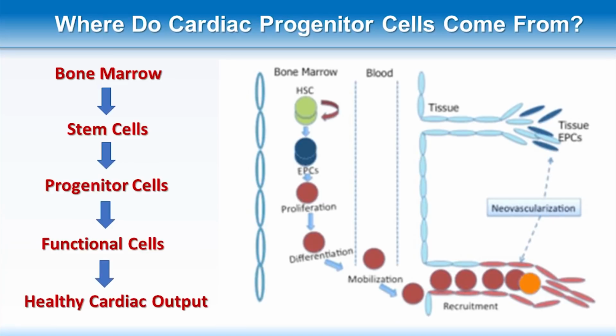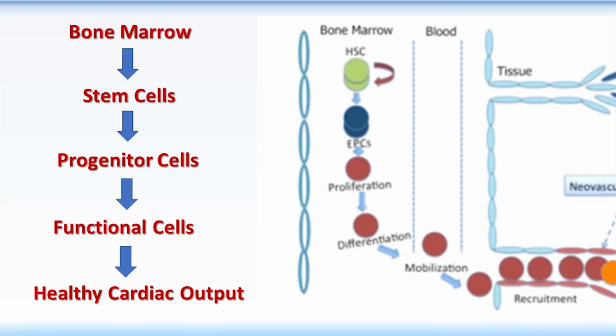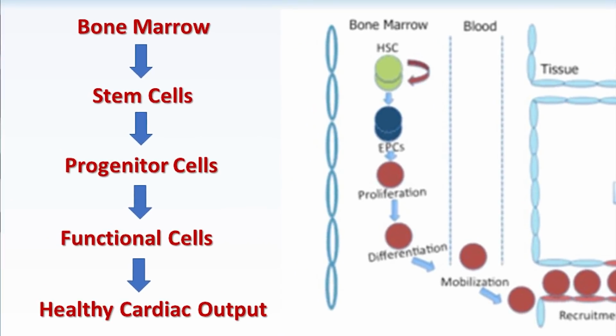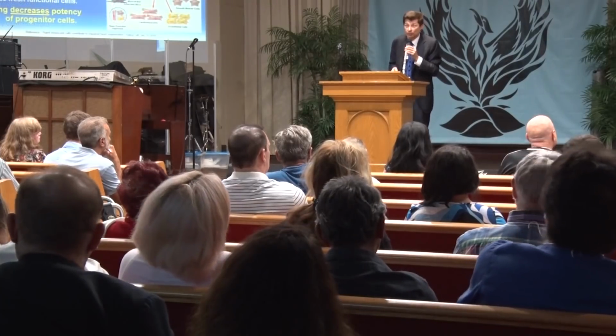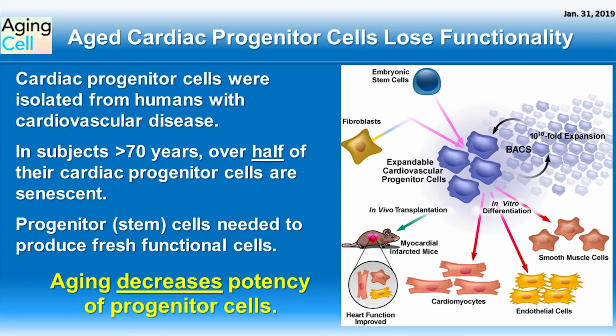Now, this flow chart will help you explain a little bit what progenitor cells are. They originate often in the bone marrow as stem cells. Stem cells are not specifically differentiated, but they do eventually differentiate into tissue-specific progenitor cells, and then those progenitor cells produce functional cells. Without functional cells, we wouldn't be alive. And we need a continuous pouring out of fresh functional cells from our progenitor cells in order to sustain healthy cardiac output.